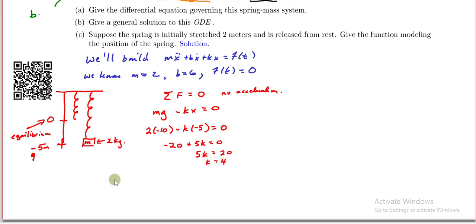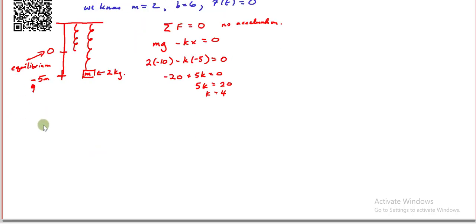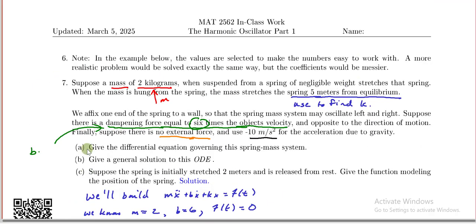So now we can give the model in its entirety. So here's our model here, and this was part A of this problem, was to give the model. It'd be 2x double dot plus 6x dot plus 4x is equal to 0. And that's where we found the mass because we were given the mass. We had the drag coefficient, which we were given as b, and we just solved for k. Notice, folks, at this point all coefficients here are positive. That fits with this being a real-world spring problem.